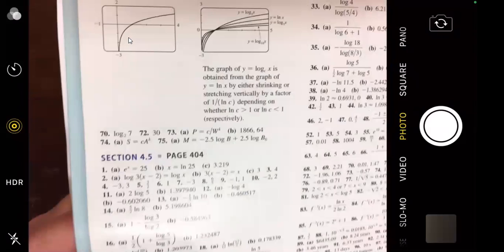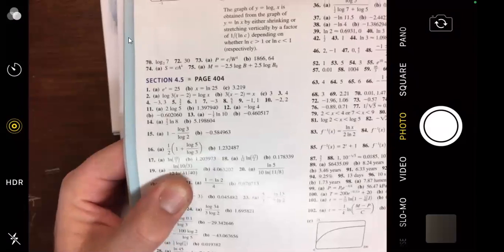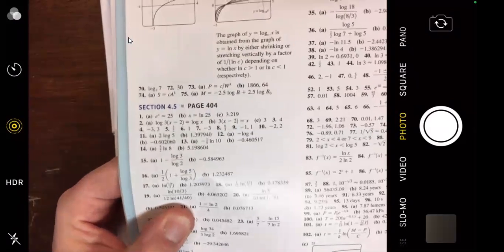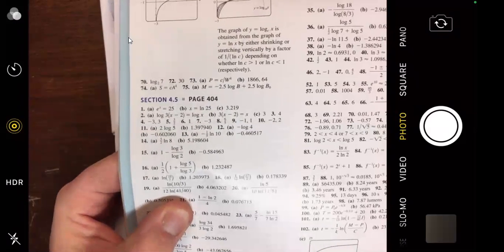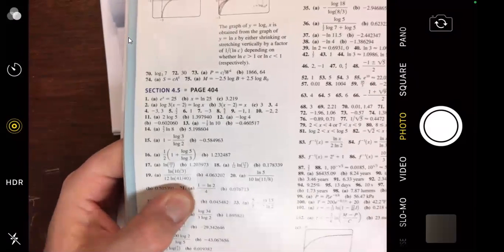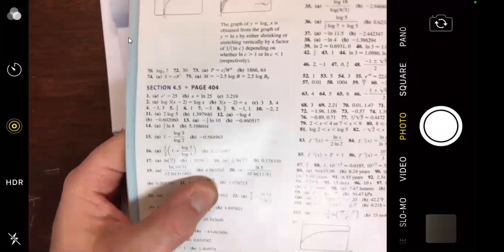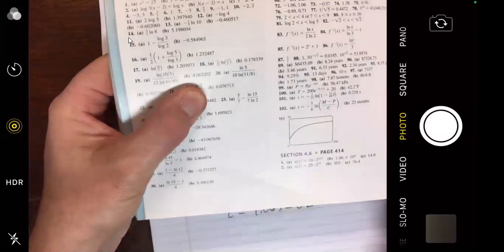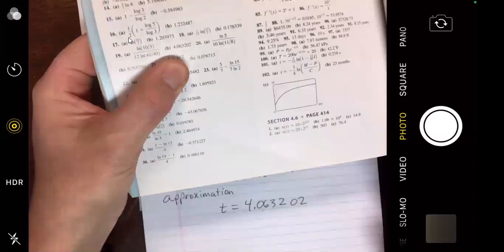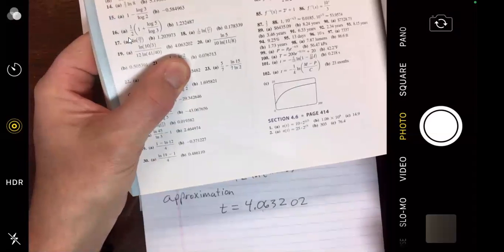They reduced their 1,000 over 300 to 10/3. So the top matches, I got the 12 on bottom. They're getting a log of 41 over 40, ln of 41 over 40. Notice my exact match is 4.063202. There we are, 4.063202.